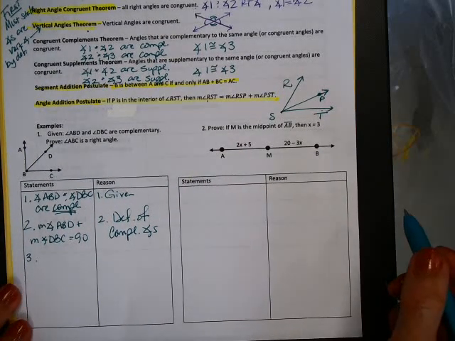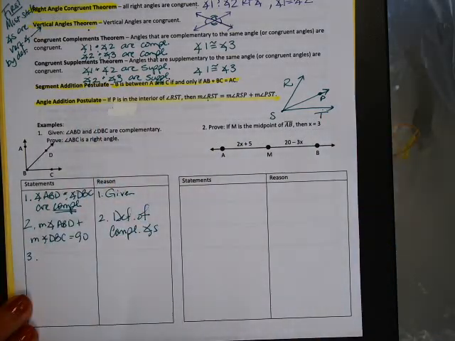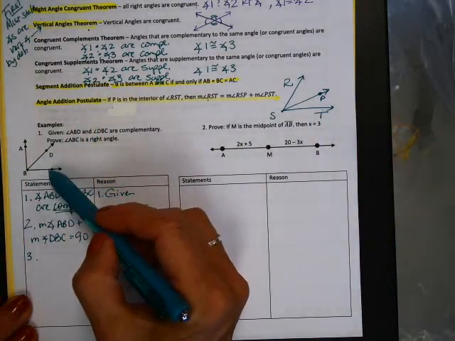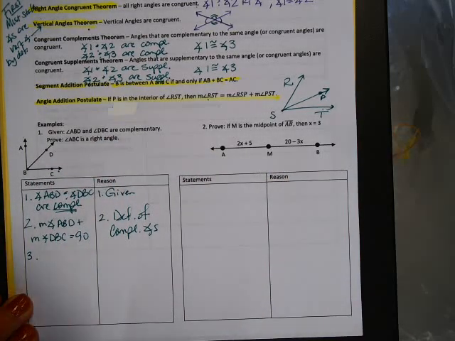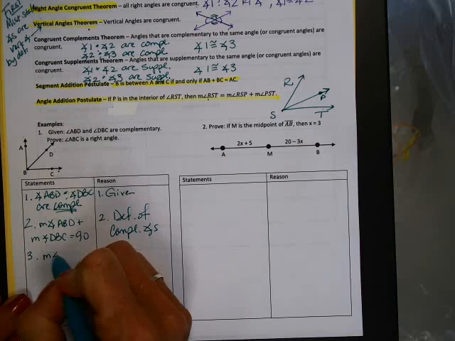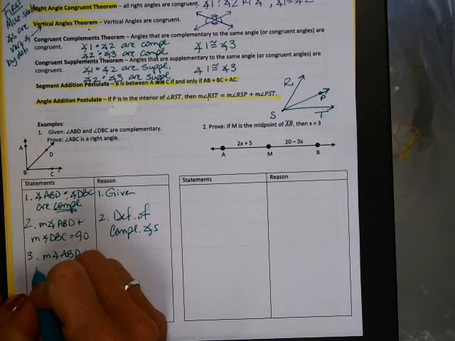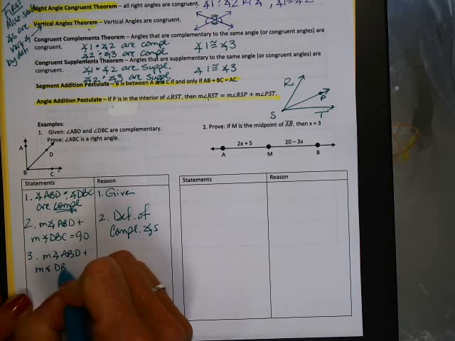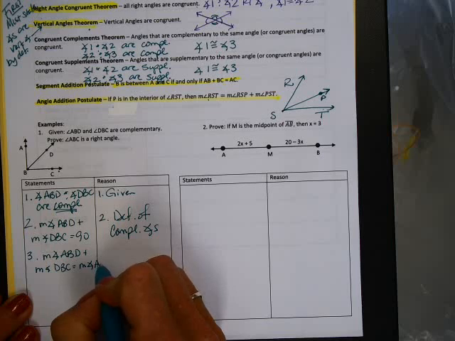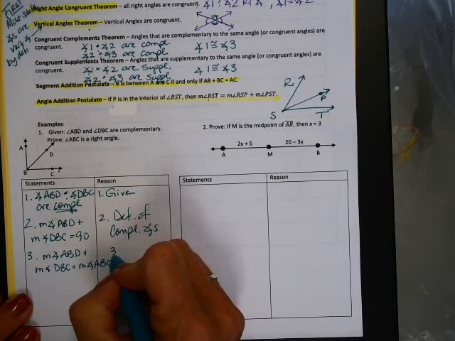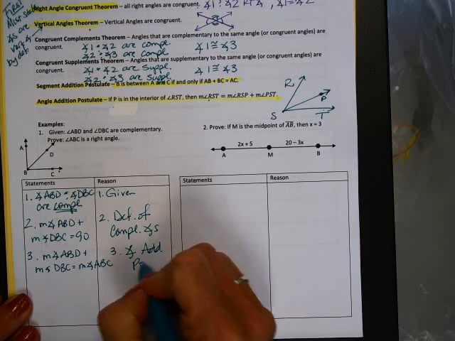Okay, we also know right up here the angle addition postulate. We know that if we add this angle plus this angle, we get the whole angle. We're going to need that in here, so let's throw that in. So the measure of angle ABD plus the measure of angle DBC equals the whole angle, the measure of angle ABC. And that is the angle addition postulate.